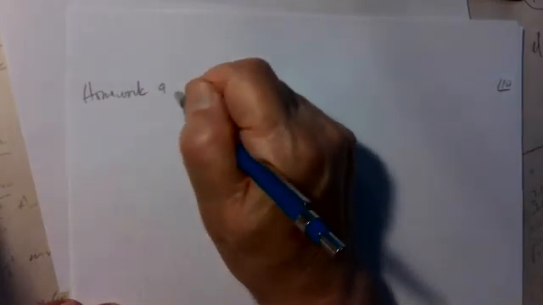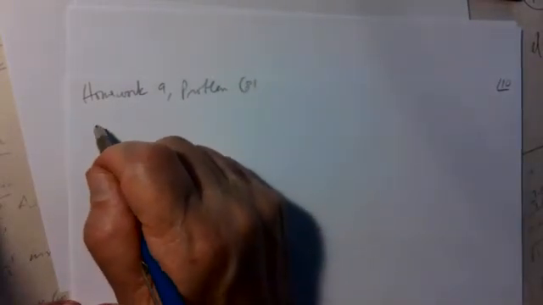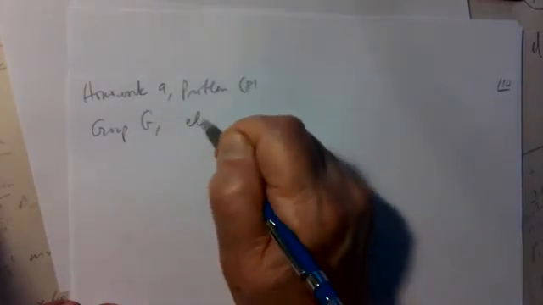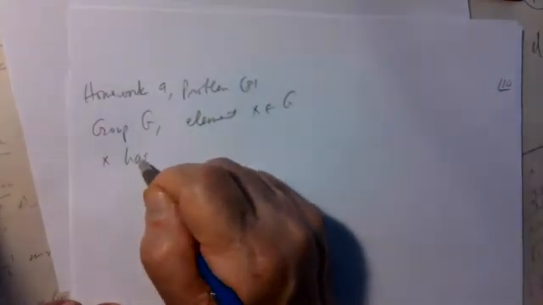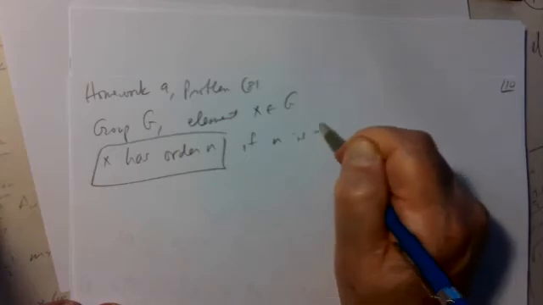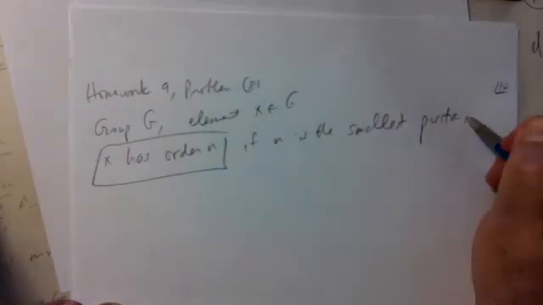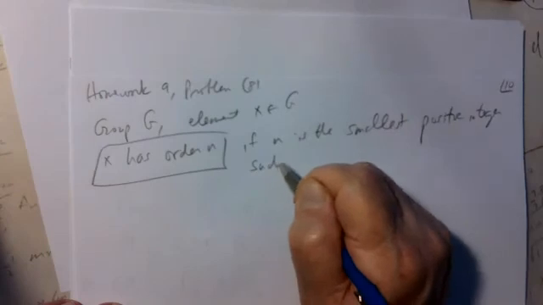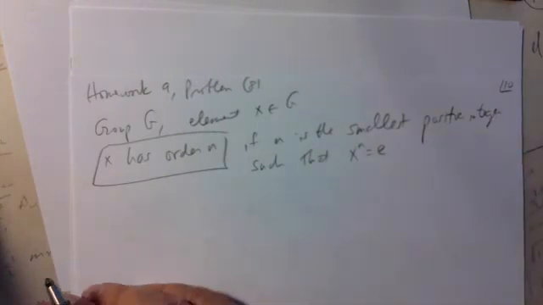Let's look at problem 8. So if you have a group G and an element x in G, we say that x has order n, though this is what I'm going to define, if n is the smallest positive integer such that x to the n is the identity. And positive means at least one. 0 is not positive.